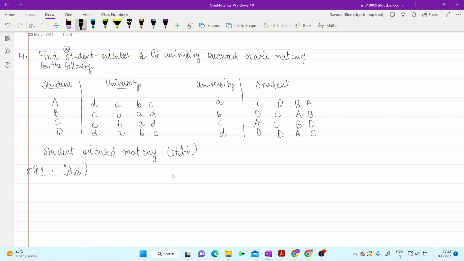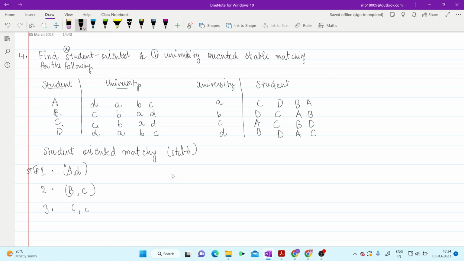Now at the second iteration, B: what is the highest preference for B? C. So BC is a pair. Now at step 3, we see C, but C is already engaged.